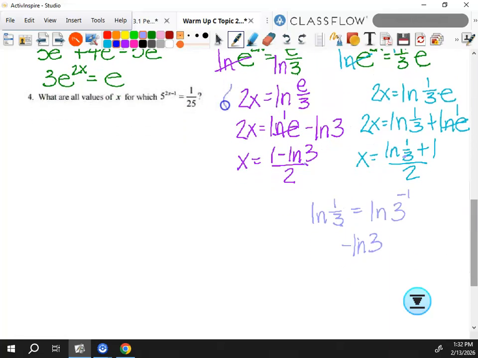I used up all that space over there. Now, a couple different ways to approach this one. Let me just write it down. 5 to the 2x minus 1 equals 1 over 25. Now, either way you did it is perfectly fine. So I don't want you to feel like you can't raise your hand, but raise your hand if you worked this by introducing a log.